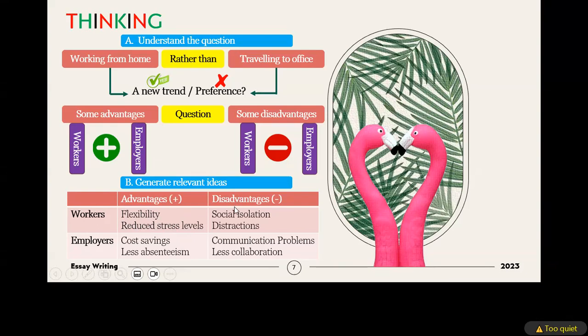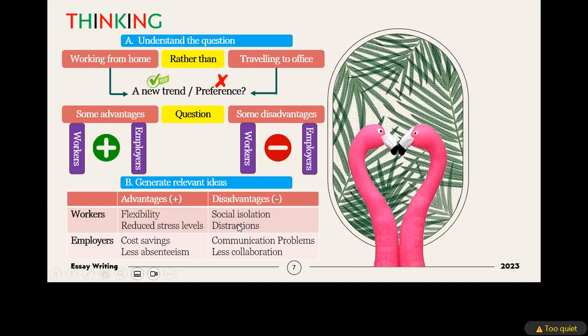Now, for the disadvantages, they may suffer from, what you call, social isolation, because they cannot meet with their co-workers or the people that they work with. It means that they will stay at home and they will not have some social contact. Okay, now this is something very easy that I can write about. And they may also face some distractions, because the kids are around and they may distract them, and they may, for example, stay in the way of them performing their work.